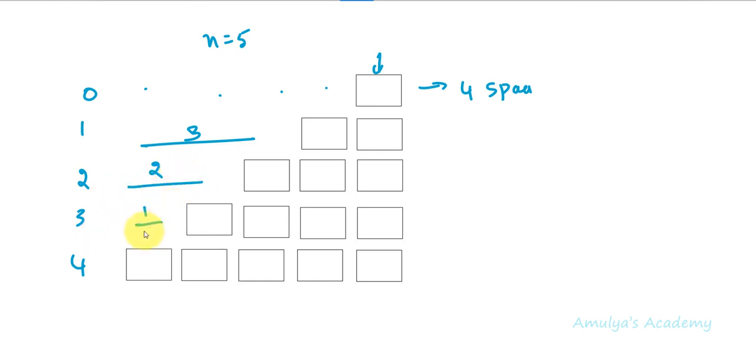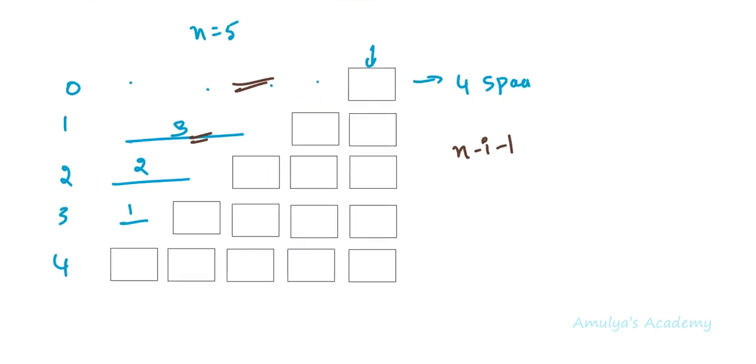At row 3, we want 1 space. And at row 4, we want 0 space. That's why I'll write the formula to print the space n minus i minus 1. I want n minus i minus 1 spaces in every row. So when n value is 5 and i value is 0, 5 minus 1, so I'll get 4 spaces. When i value is 1, n value is 5, 5 minus 1 is 4, 4 minus 1, 3 spaces. I'll get this space. So as I said, first we want to print space, after that the number.